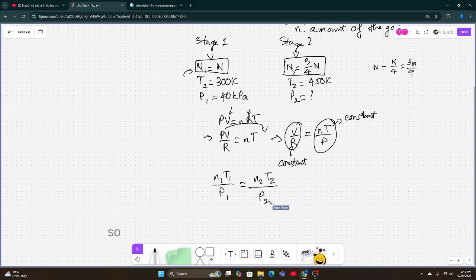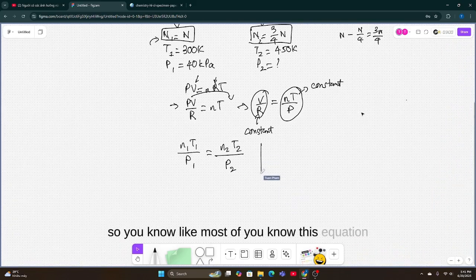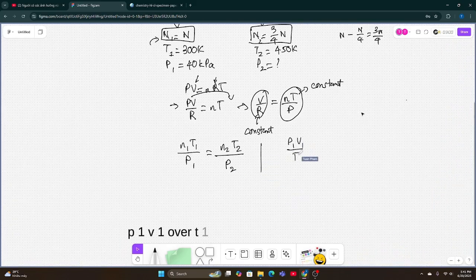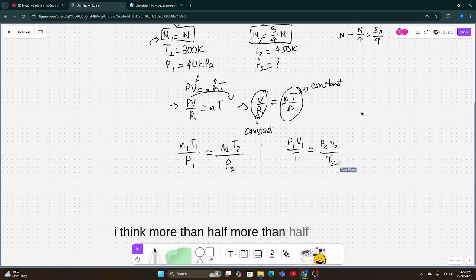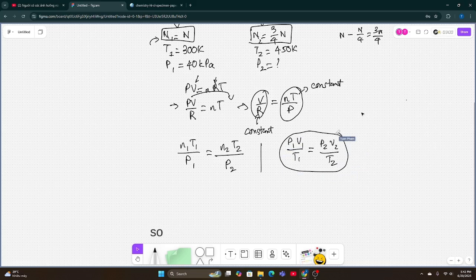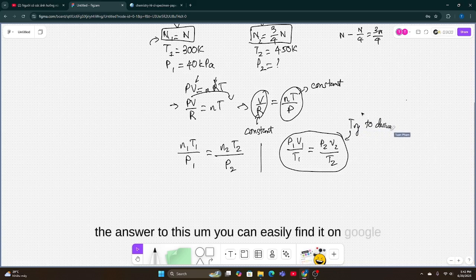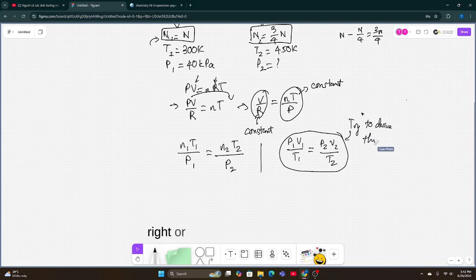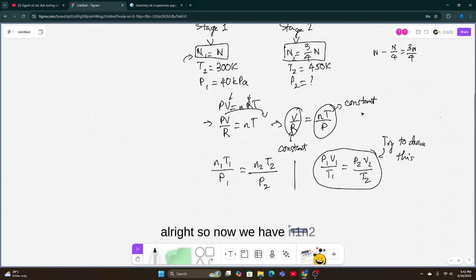All right. Like most of you know this equation, P1 V1 over T1 is equal to P2 V2 over T2. I think more than half of you guys don't know where this is derived from, right? So maybe try to derive this. The answer to this, you can easily find on Google, right? Or watch my next video.